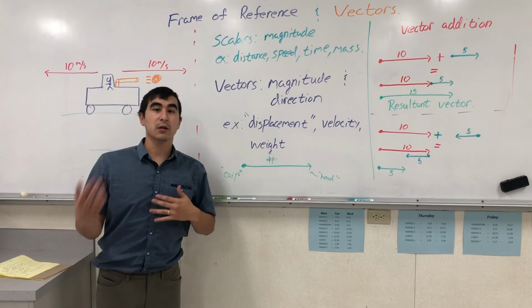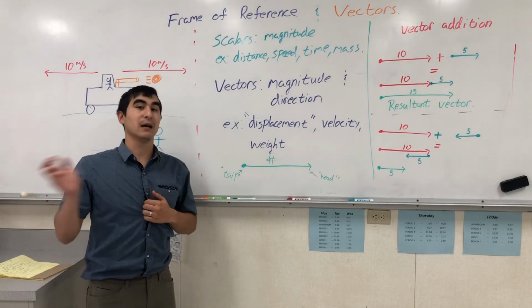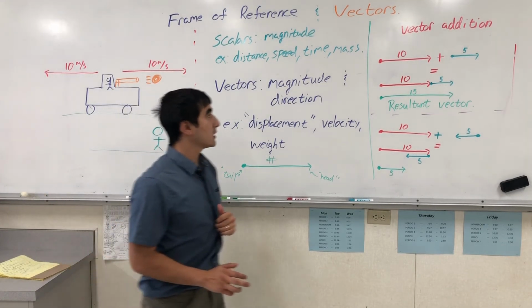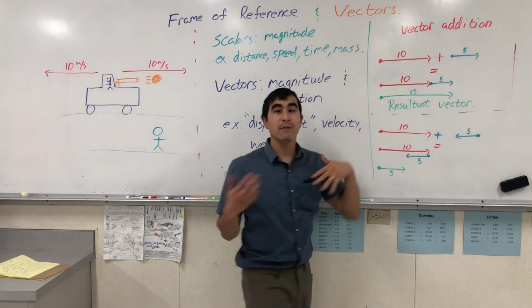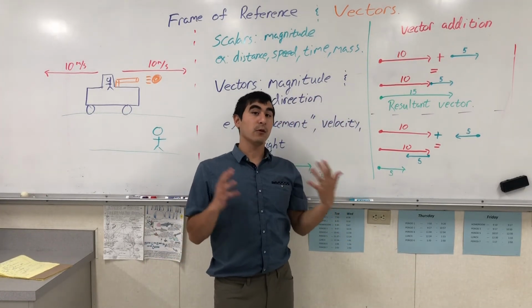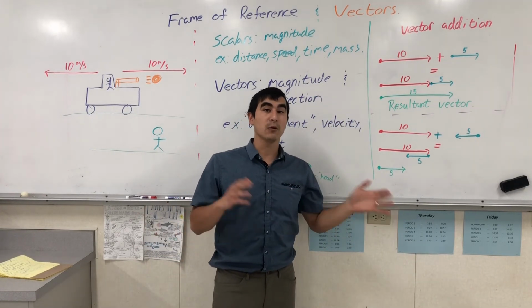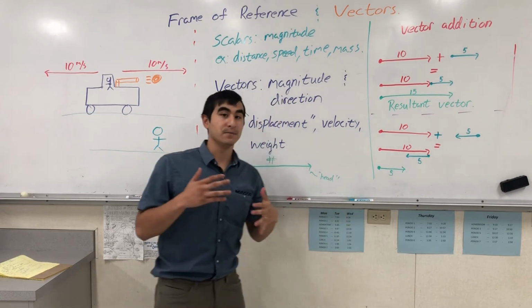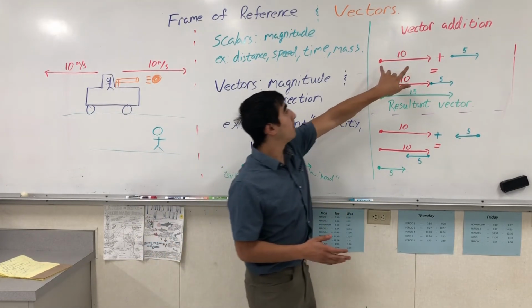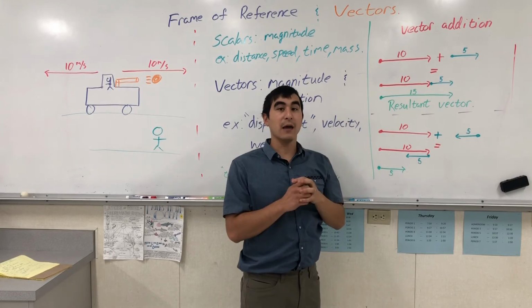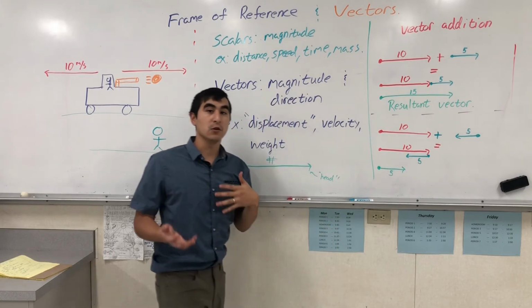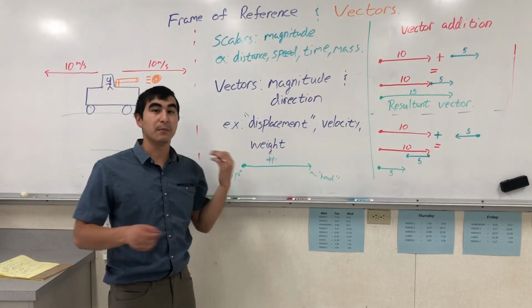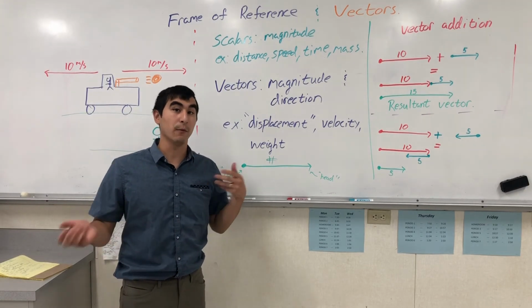Okay, so now I'm going to move on to vector addition. So let's move to right here. With vector addition, the cool thing with vectors is that you can add them or subtract them just by putting two vectors together. And that's the reason why we use vectors so much. It's because we can manipulate them to determine what we want to find.